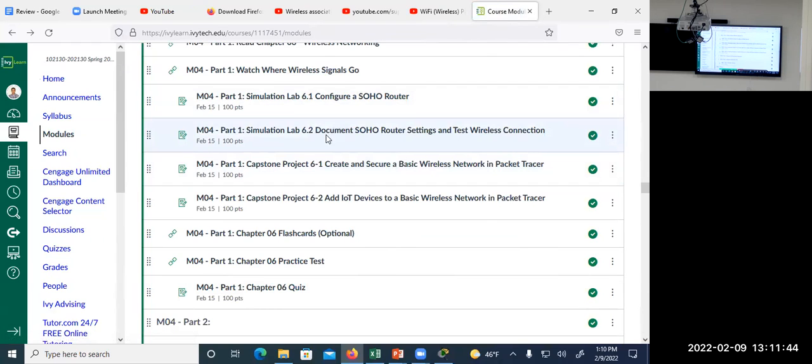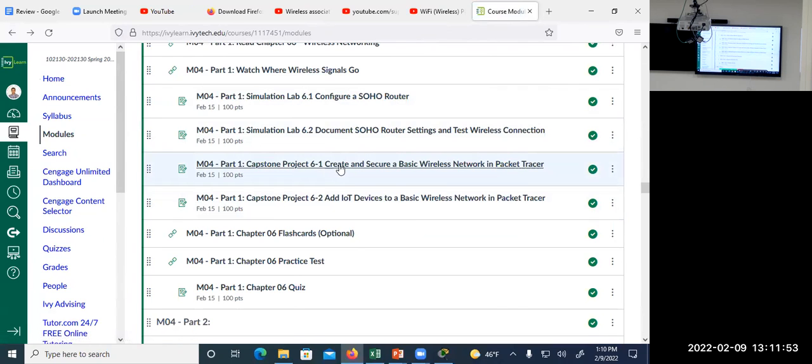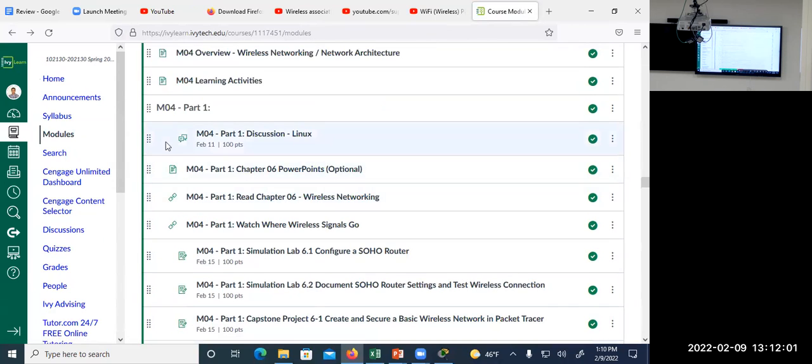Okay, this one also. You have the simulation here. You work with the home router. Now we have the two capstone projects here, when we work with the packages. First one is the 6.6 here.